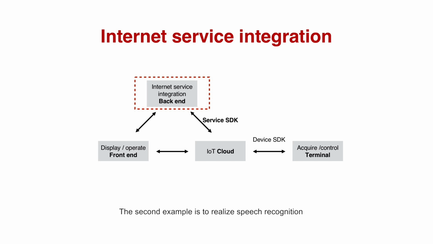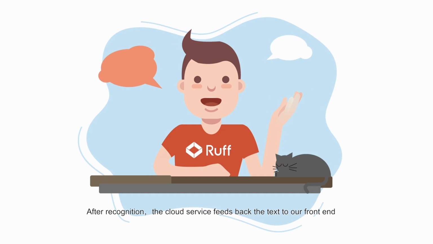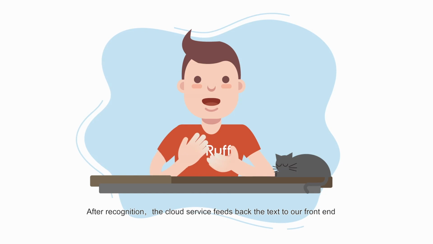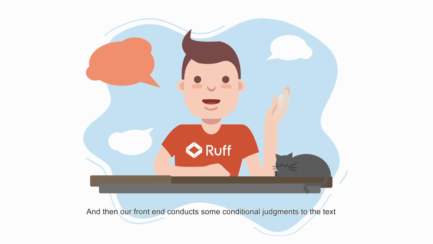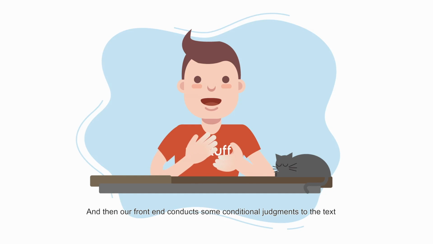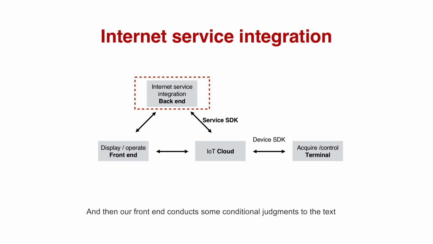The second example is to realize speech recognition, i.e., I use speech sounds to control the final device to perform some actions. To achieve that, we need such a service of online speech recognition. For example, we may record this audio at the front end, and then send this audio to a speech cloud service. After recognition, the cloud service feeds back the text to our front end, and then our front end conducts some conditional judgments on the text.